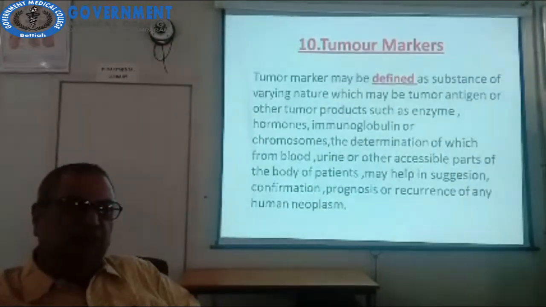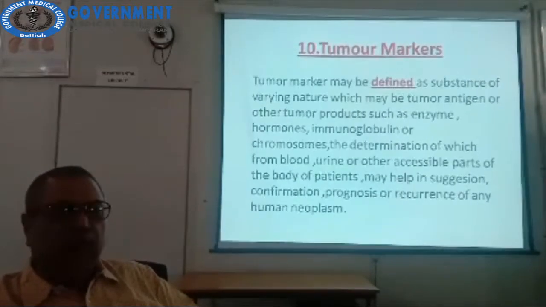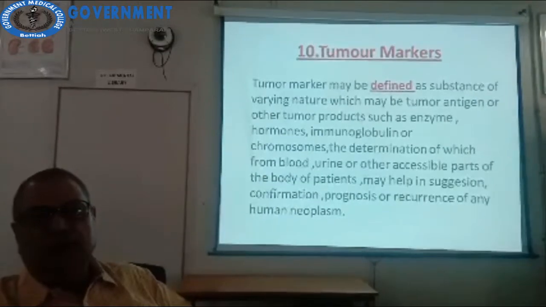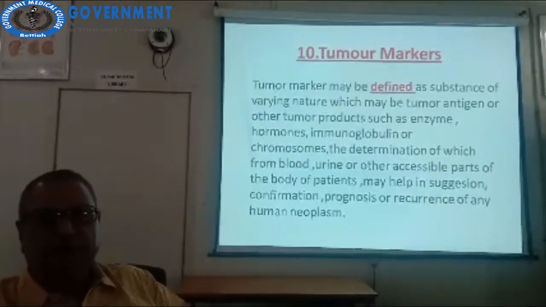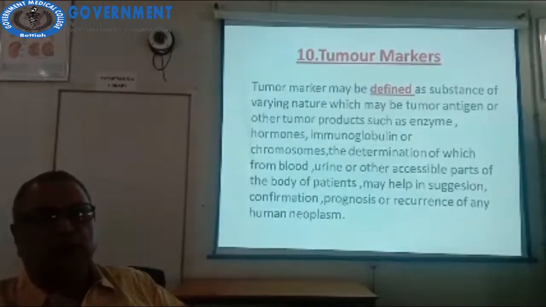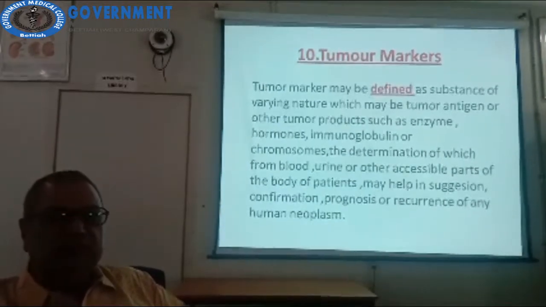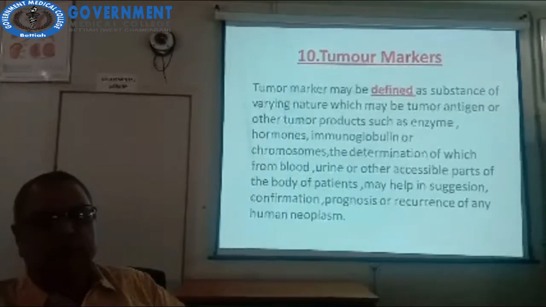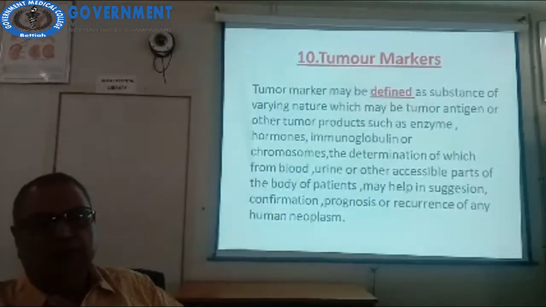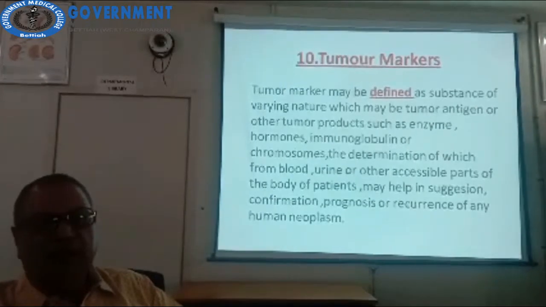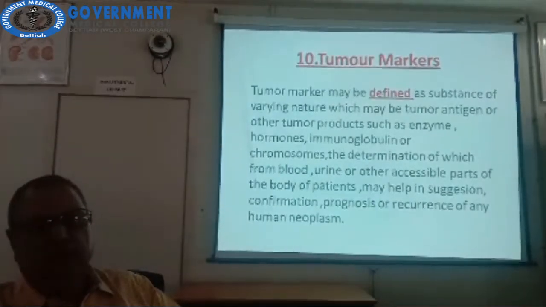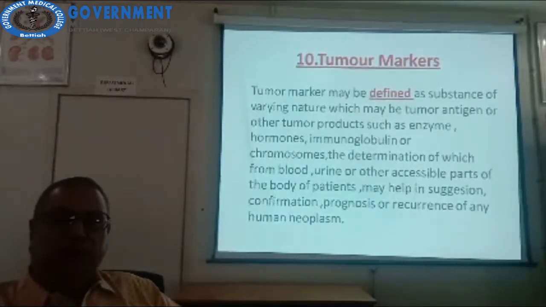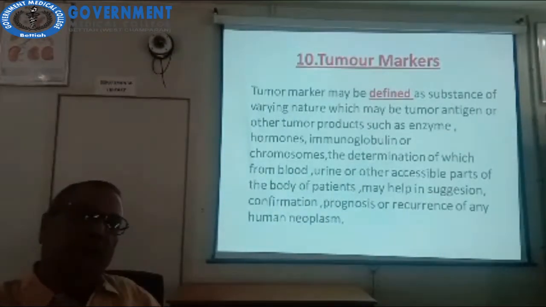Now tumor markers. This is important. You must cram the definition. The tumor marker may be defined as a substance of varying nature, which may be tumor antigen or other tumor products such as enzymes, hormones, immunoglobulin, chromosomes, the determination of which from the blood, urine and other accessible parts of the body of the patient may help in suggestion, confirmation, prognosis or recurrence of any human neoplasm. So this is a complete definition given by Pierce.